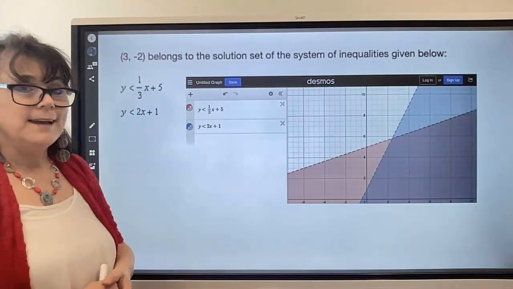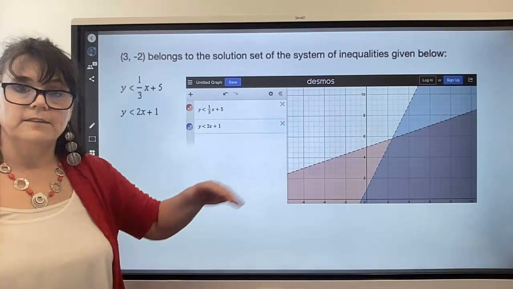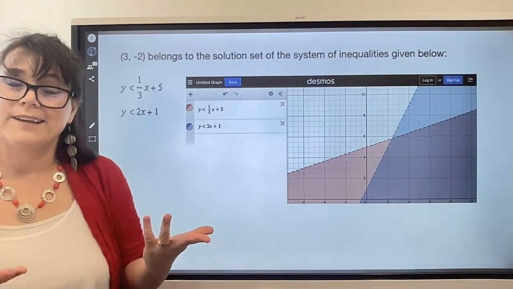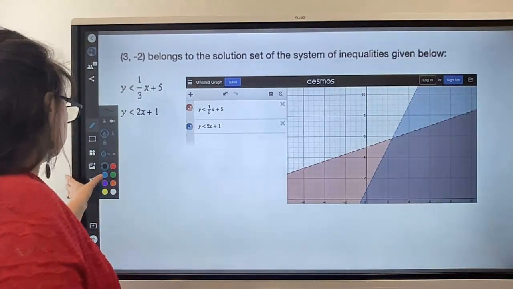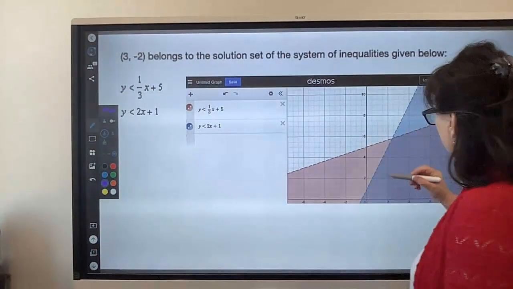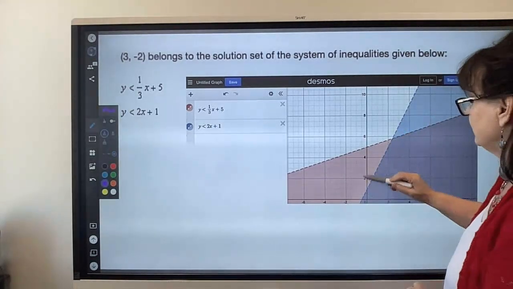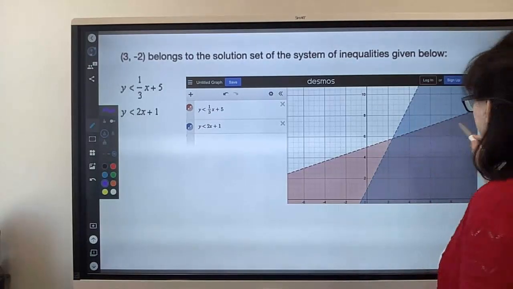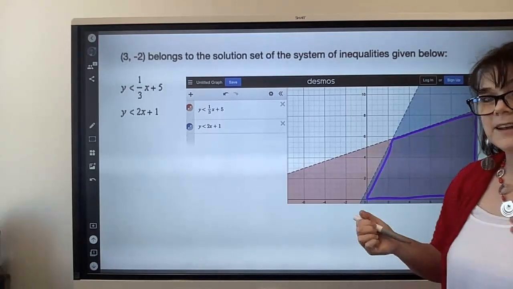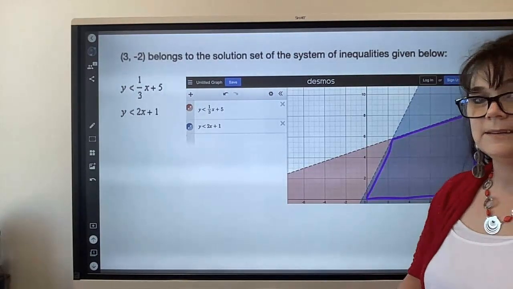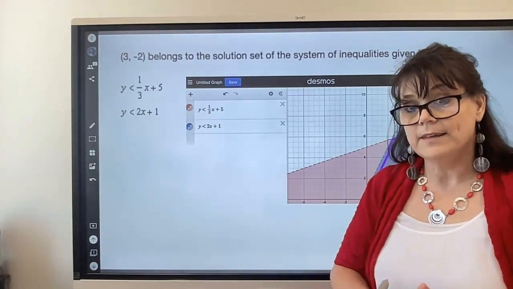So this problem is asking, does 3, -2 fall into the solution part of the set? So first I have to identify what is the solution part of my set. So when I go over to this graph, notice this dark area here. One of the graphs is light blue, one of the graphs is kind of a red, pink, and then this area right here is where it is both colors. So it is crossed over. So that is the solution set of this inequality.